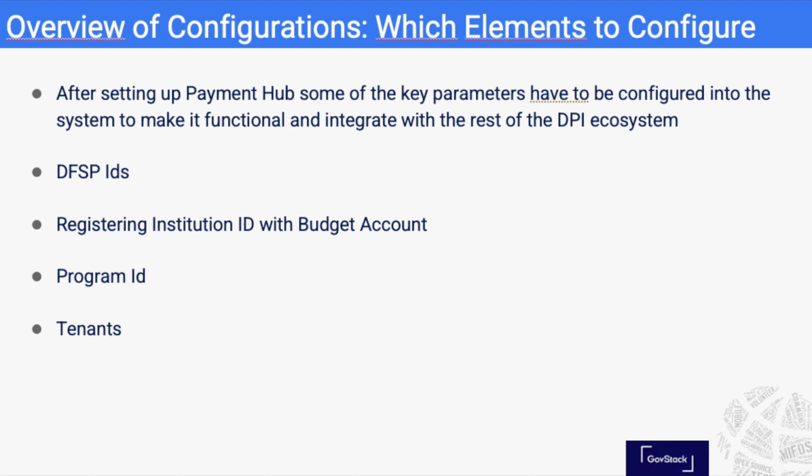Registering institution ID with budget account is very important for GovStack. This is where you would set the financial account associated with the institution ID. And this is the only place you set it within the settings. So it needs to be set in the configuration. Otherwise, it will not be able to go back to the budget account to request the funds for G2P bulk disbursement.